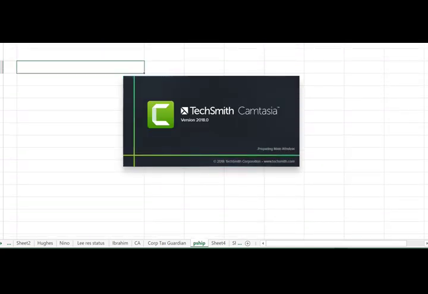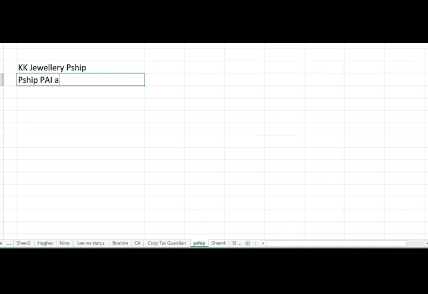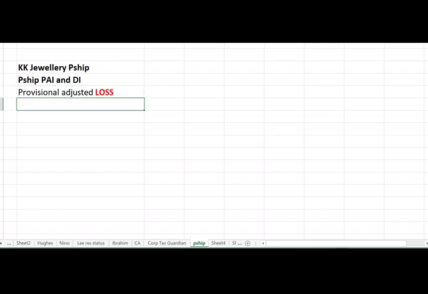Okay, so this is AK jewelry. Now we're going to begin with the partnership PAI and DI. Now, the provisional adjusted loss. I want you to take note that although this is a loss, it really doesn't matter. Just carry on with a negative figure.